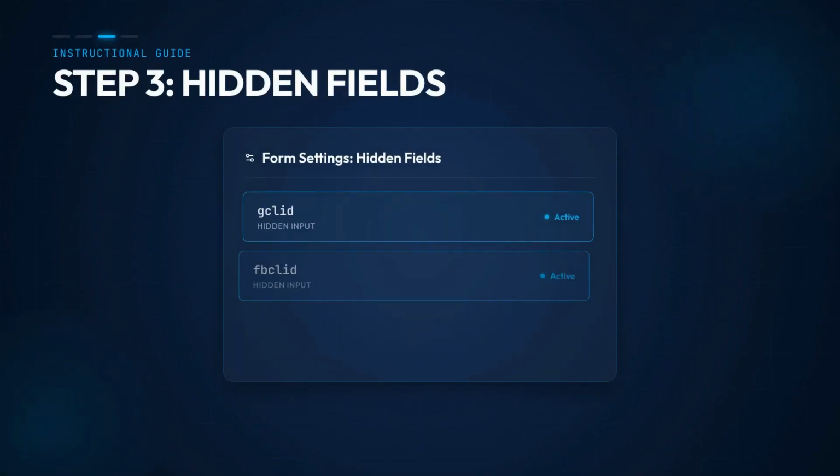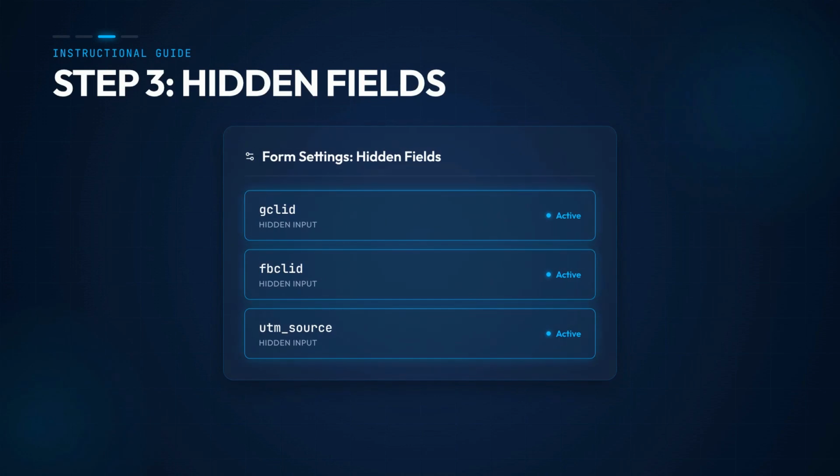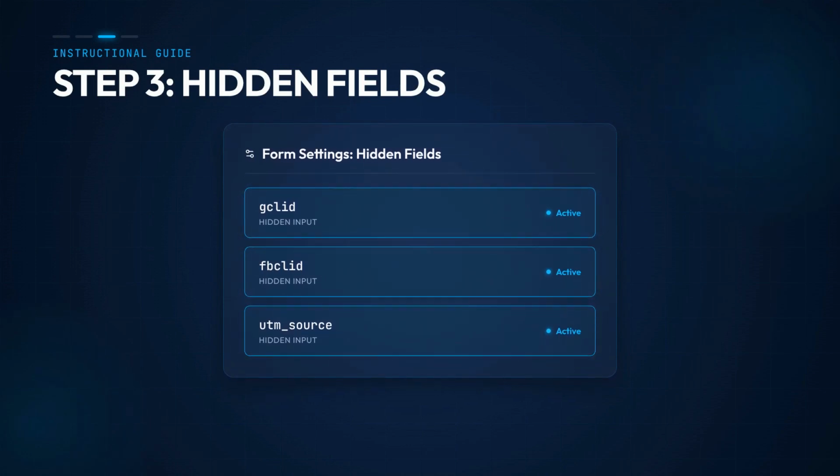Step 3. GCLID and UTM capture. Add hidden fields to your Webflow forms for gclid, fbclid, and UTM parameters. Use a GTM custom HTML tag to populate these from cookies, ensuring you capture attribution data at the source.